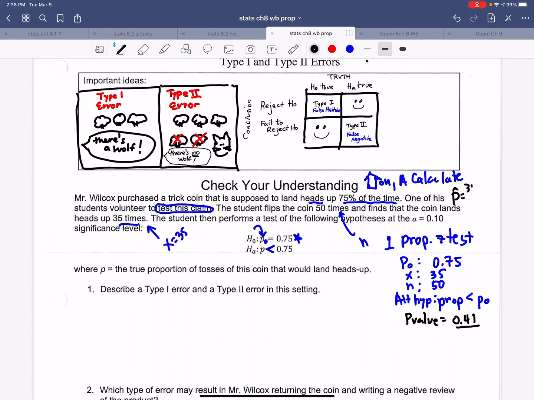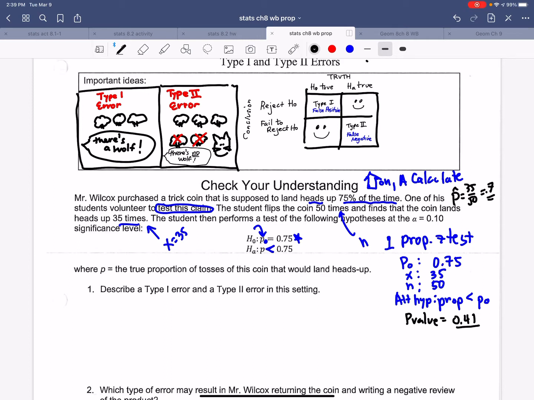Well, P hat is 35 over 50. Let's see how far off it was. 0.70. Okay, so you actually did get heads 70% of the time, not 75, but that's going to happen. That's like getting heads 60% of the time, even though a coin's supposed to give you 50. You can imagine you'd get heads 60% of the time. Doesn't mean the coin's not performing like it's supposed to.